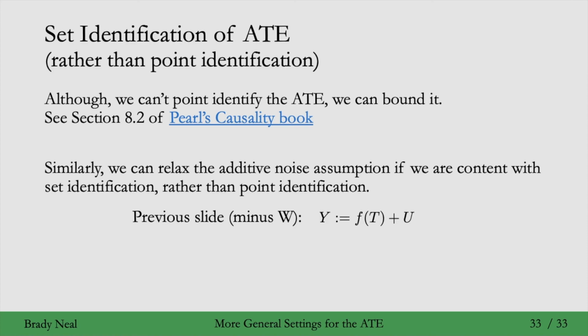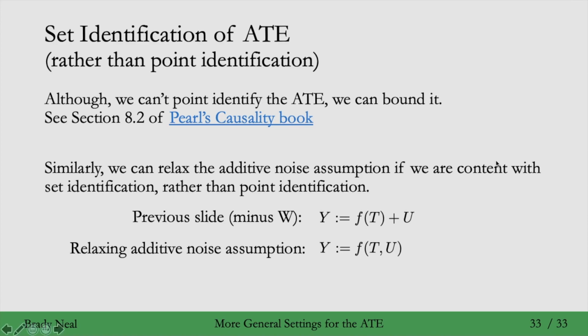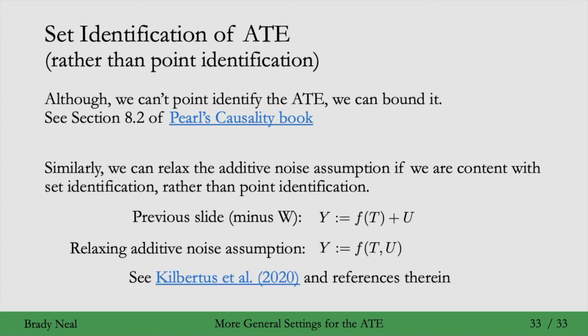So here we have the outcome y, the structural equation for y is f of t, where f is whatever, plus some additive noise. That's what we saw on the previous slide, minus the observed covariates w for simplicity. Then if you're not worried about point identification, what you can do is move the u that entered additively before inside of the function f so that you're relaxing that additive noise assumption. Go ahead and check out this paper and references in it for how to do set identification, how to get bounds on the average treatment effect using these more flexible instrumental variable methods.